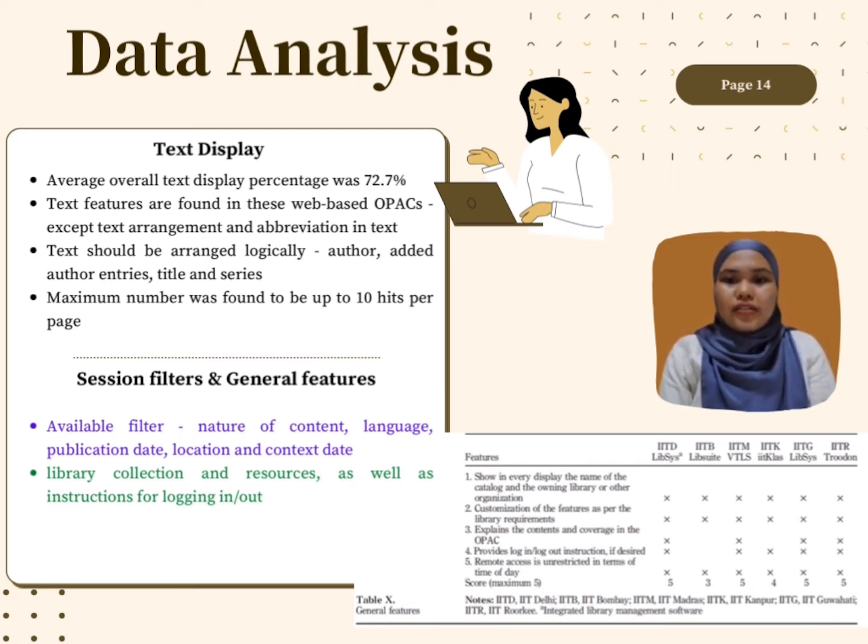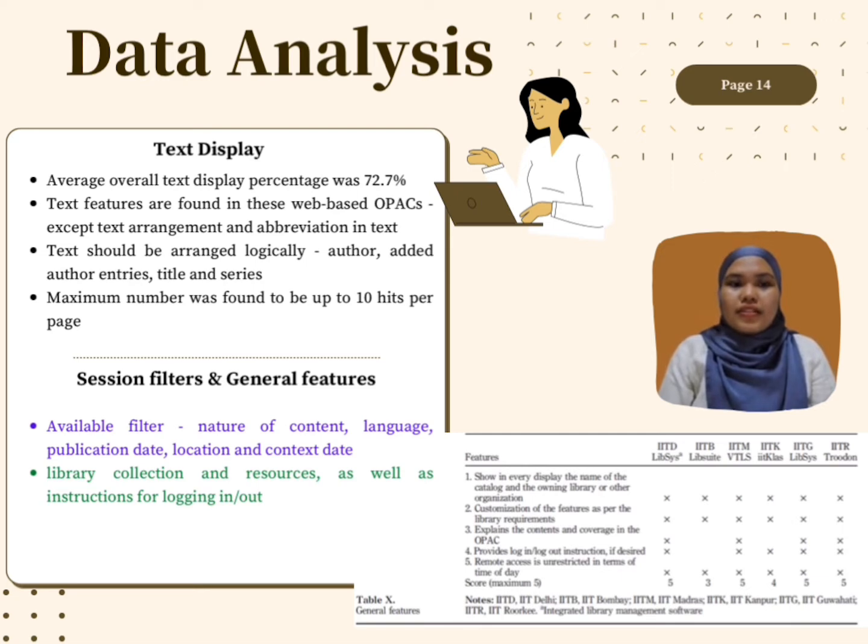The average overall text display percentage was 72.7%, and text features are found in these web-based OPACs, except for text arrangement and also abbreviation in text. So the text should be arranged logically with related fields like author, edit, author entries, title, and also series, which should be grouped together as there should be some systemization in the arrangement of the entries.